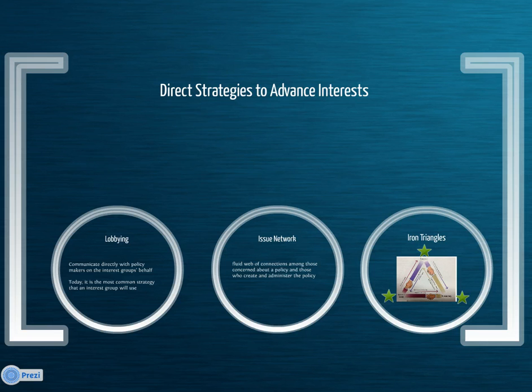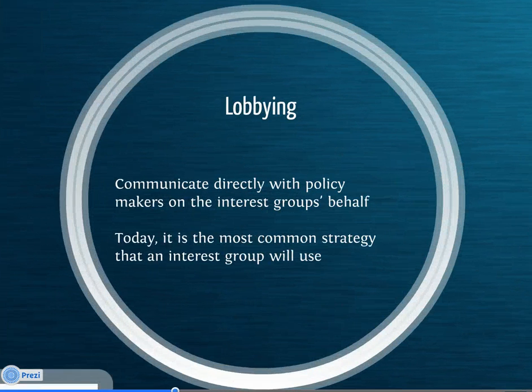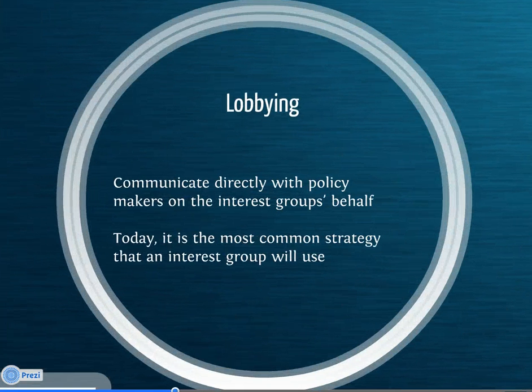Direct strategies to advance interest groups. Groups often opt for direct strategies when they seek to secure passage or defeat of a specific piece of legislation. These strategies include lobbying, entering into litigation to change a law, and providing information or expert testimony to decision makers. Interest groups hire professionals to lobby or communicate directly with policymakers on the interest group's behalf.